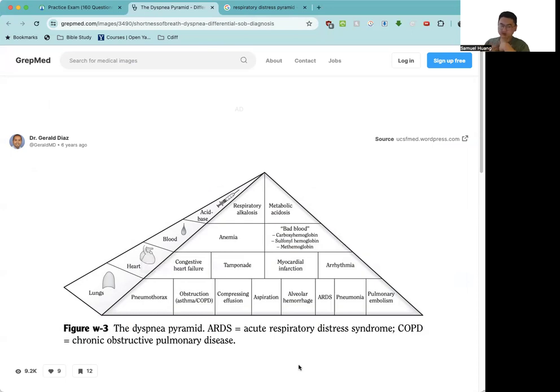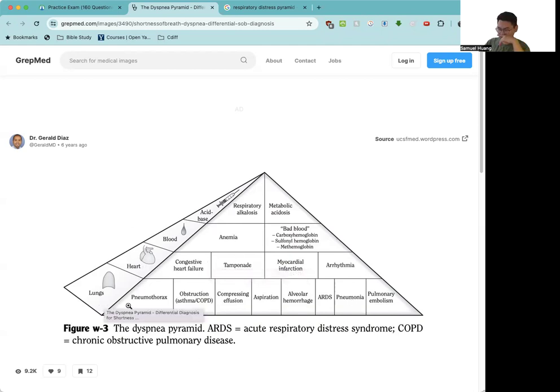Is it coming from the lungs? That's usually going to be the most common problem, right? It's a pneumothorax, COPD, pneumonia, ARDS, pulmonary embolism. Is it from the heart? CHF, tamponade, myocardial infarction, arrhythmia. Is it from a low blood problem, right? Like less blood, maybe blood is faulty. Maybe there's carboxyhemoglobin bound to it. Maybe it's an acid-base problem, like a kidney problem too. So you have to think about what is driving the respiratory distress so that you can treat it.